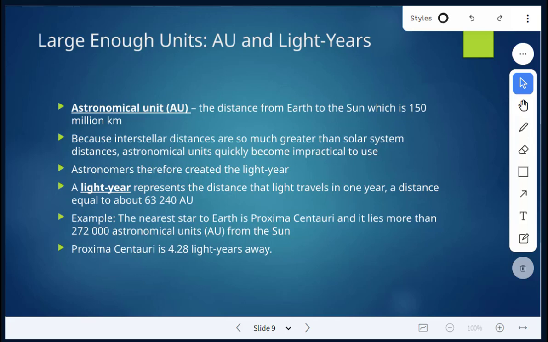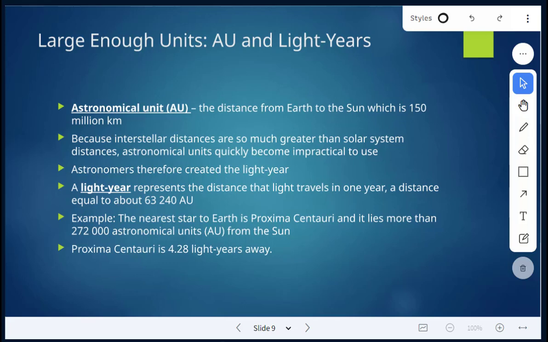So astronomers then created the light year. So a light year represents the distance that light travels in 1 year. It's a distance equal to about 63,240 AUs. So for example, the nearest star to Earth is Proxima Centauri. It lies more than 272,000 astronomical units from the sun. So it's about 4.2 light years away.